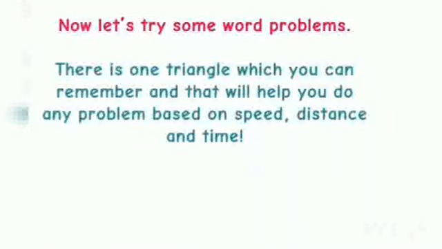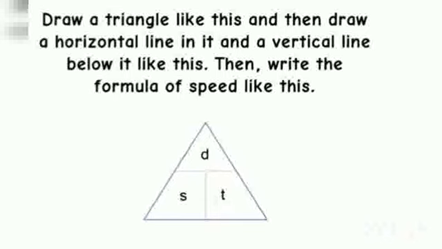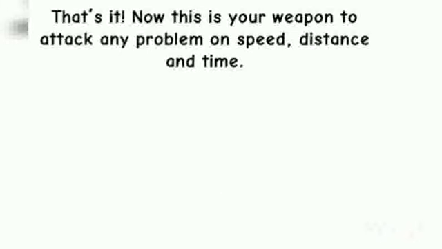Before that, let's make one triangle which you can remember, and that will help you to do any problem based on speed, distance and time. Draw a triangle like this, and then draw a horizontal line in it and a vertical line below it like this. Then write the formula of speed like this. D at top, right side speed and left side time. That's it. Now, this is your weapon to attack any problem on speed, time and distance. Let me show how.